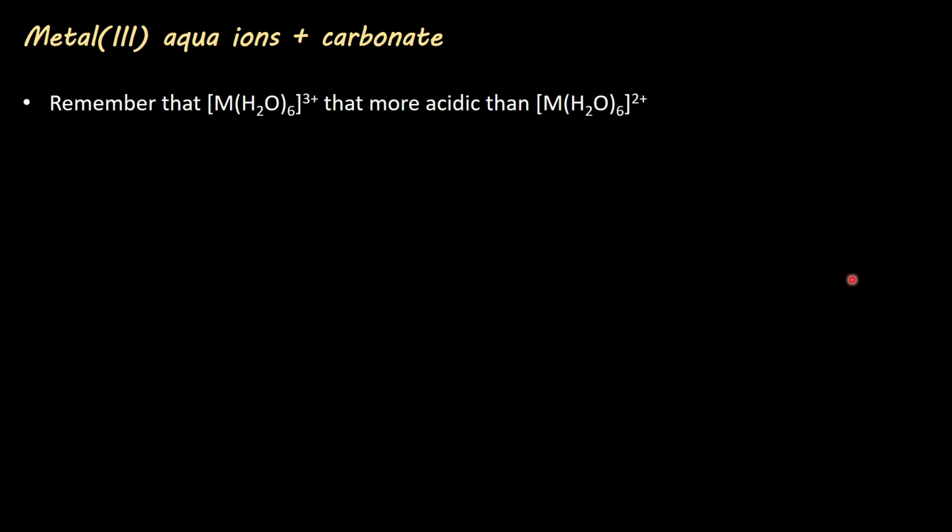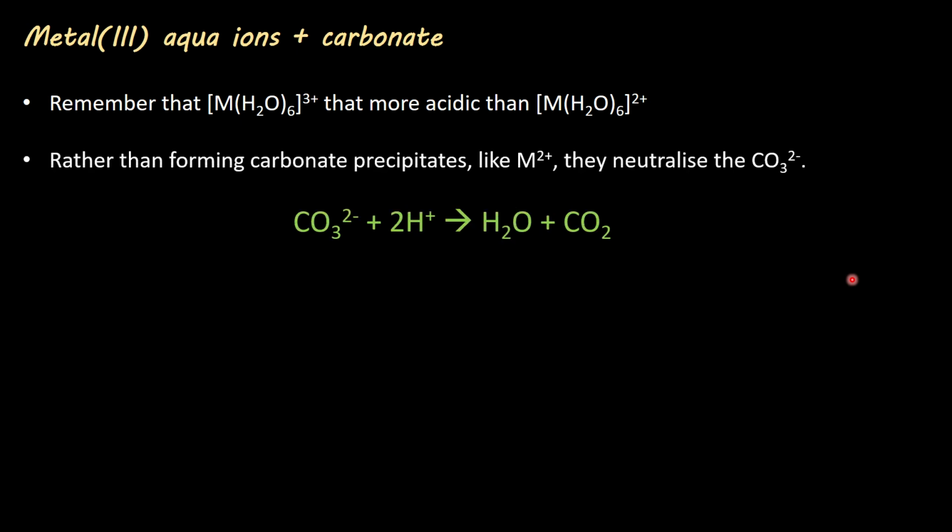this, the metal 3 aqua ligand complexes are more acidic. We talked about the charge to size ratio of the metal 3 ion and weakening the OH bonds and the rest of it. They're more acidic. They're actually so acidic that rather than form a complex, like an ionic lattice with carbonate, these metal aqua ions will neutralize carbonate.